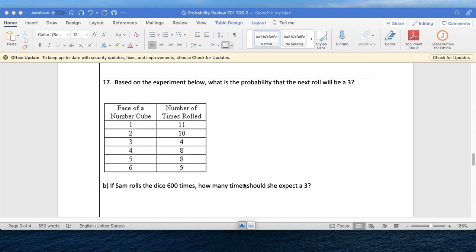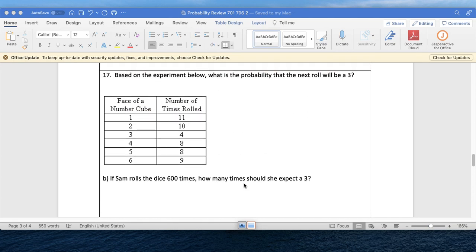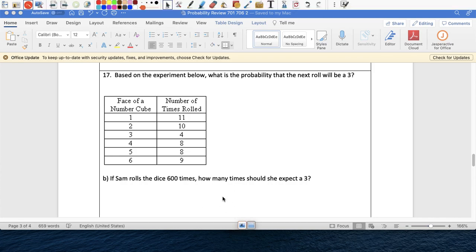We have an experiment. A die, a standard number cube, was rolled. Let's first add them up. So let's add 11 plus 10 plus 4 plus 8 plus 8 plus 9. Enter. So it was 50 times. That's a total. The number 1 came out 11 times. Number 2 was 10 times. Number 3 was 4 times. The 4 came out 8 times. The 5 came out 8 times. And the 6 came out 9 times.